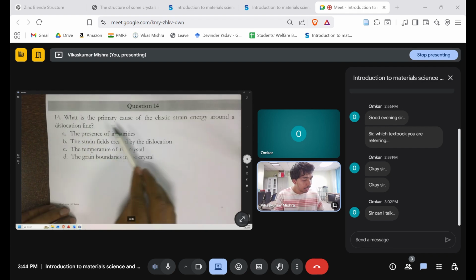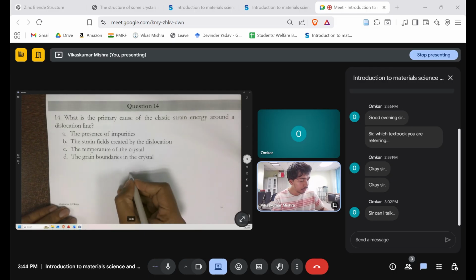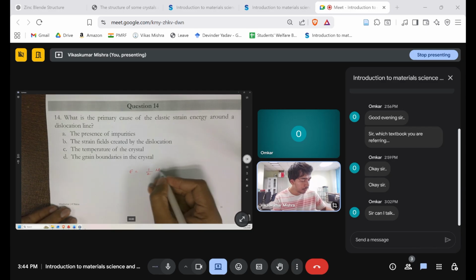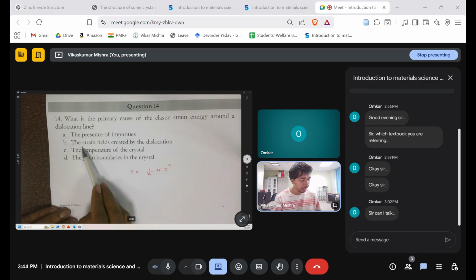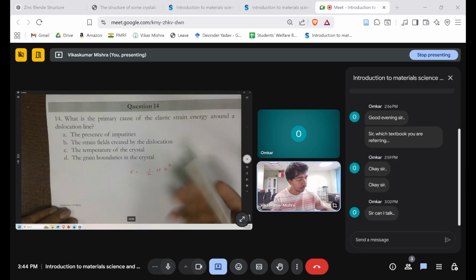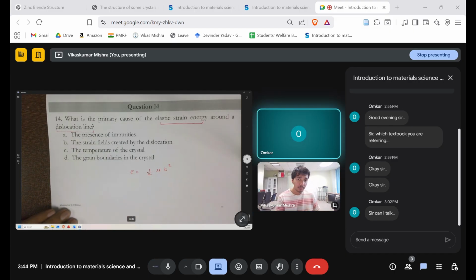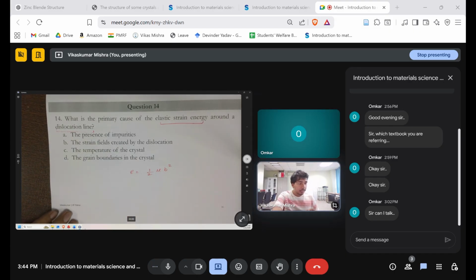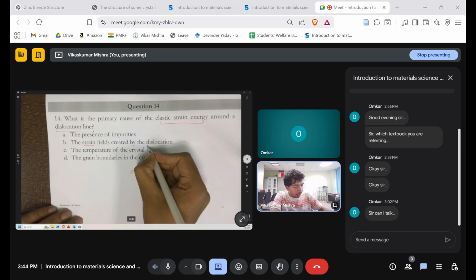Fine. What is the primary cause of the elastic strain energy around the dislocation? We saw that the elastic strain energy was half the shear modulus times the Burgers vector squared. The options are: the presence of the impurity, the strain field created by the dislocation, the temperature of the crystal, the grain boundary in the crystal. Here, what we can say is that it is a strain field which is created by the dislocation itself.